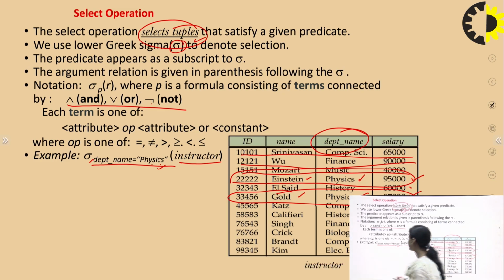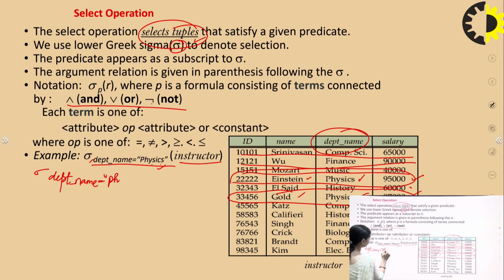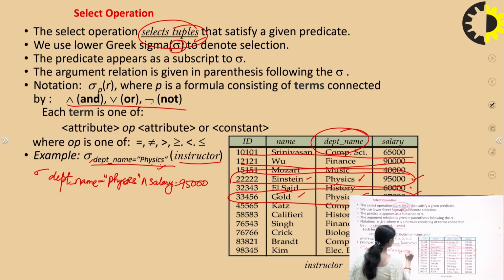So the query in that case would be select. Now we have two things that are to be defined. So we'll write dept name is equal to physics. Not only this, we also want all those records where the salary is 95,000, and we'll put the AND operator because we need both the things to be displayed, and we'll say AND salary is equal to 95,000. This is to be taken up from the instructor table. So the instructor would be the relation.